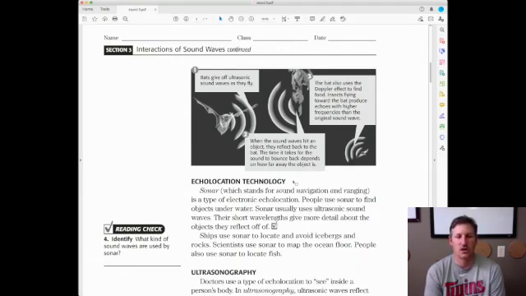Ships use sonar to locate and avoid icebergs and rocks. Scientists use sonar to map the ocean floor. People also use sonar to locate fish.